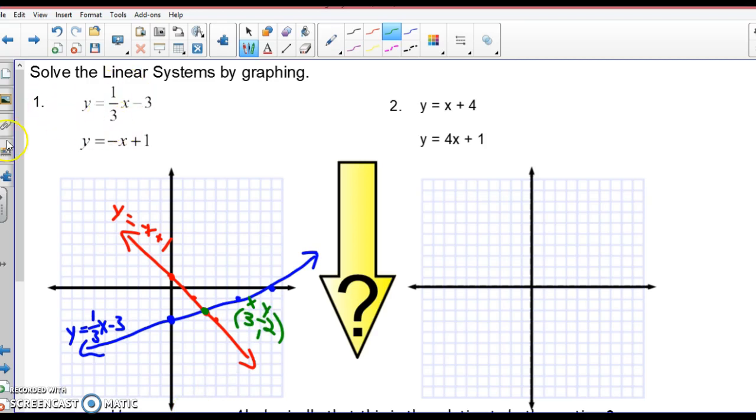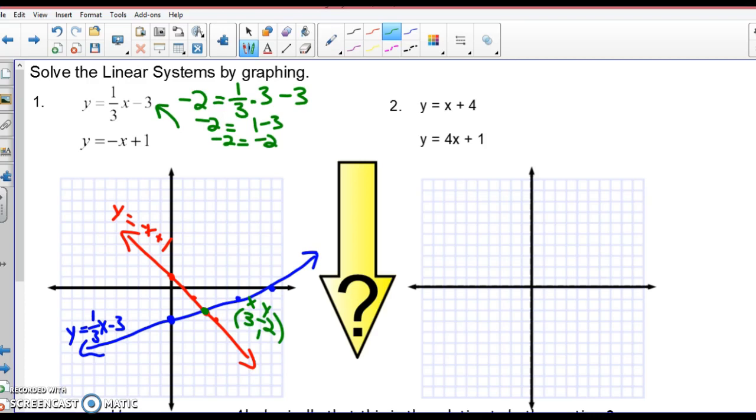So, I'm going into my first equation. Y is -2 equals 1/3 times x, which is 3, minus 3. What's 1/3 times 3? 1. So I'm going to have 1 minus 3. What's 1 minus 3? -2. Is that point on the first line? Yes, it is, because when I substitute it in, it makes the equation true. So it is on the blue line.